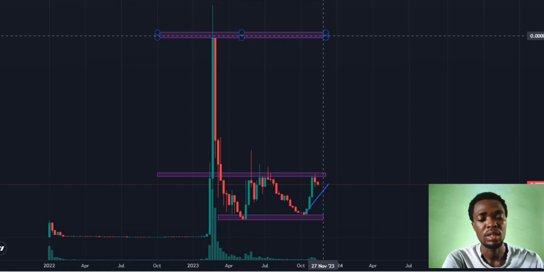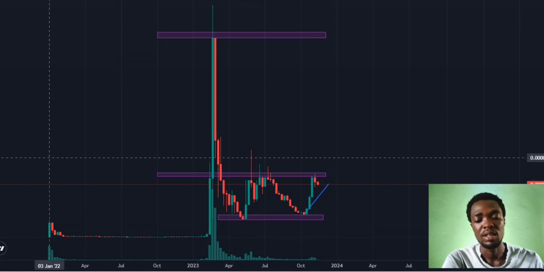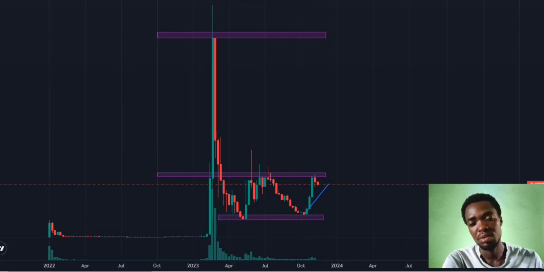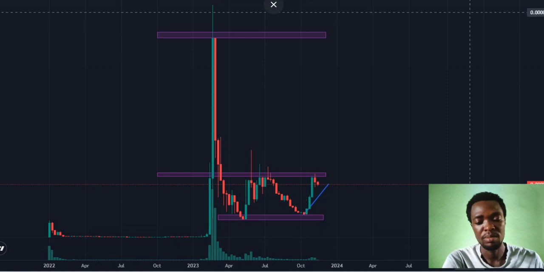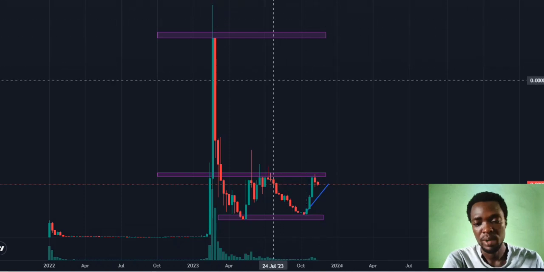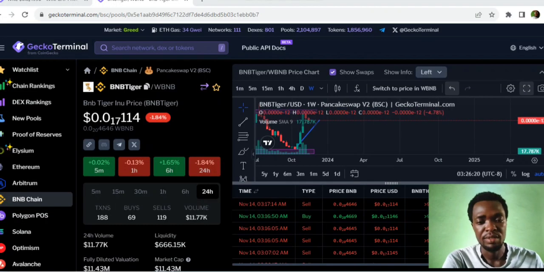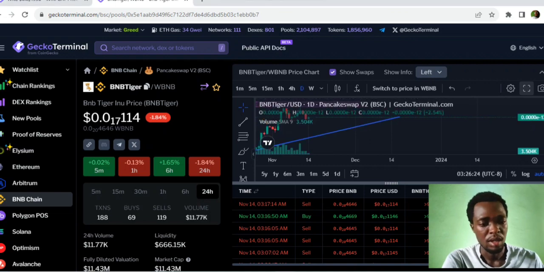And I'm not going to lie to you, so that is BNB Tiger INU in a nutshell. But we can scale to the lower time frame. So let's scale to the lower time frame to see what BNB Tiger INU is doing, like the daily time frame. So let's head into the daily time frame and see what BNB Tiger INU is doing in a nutshell.